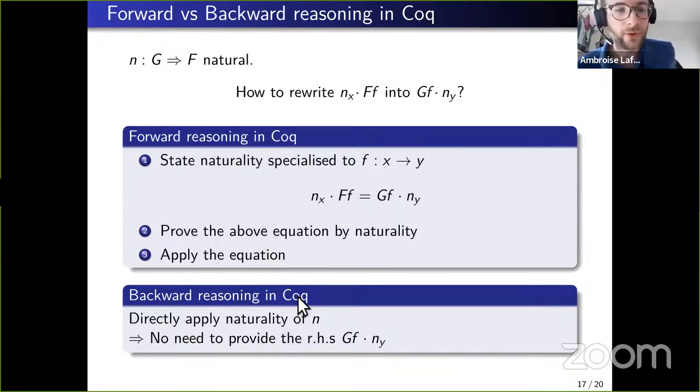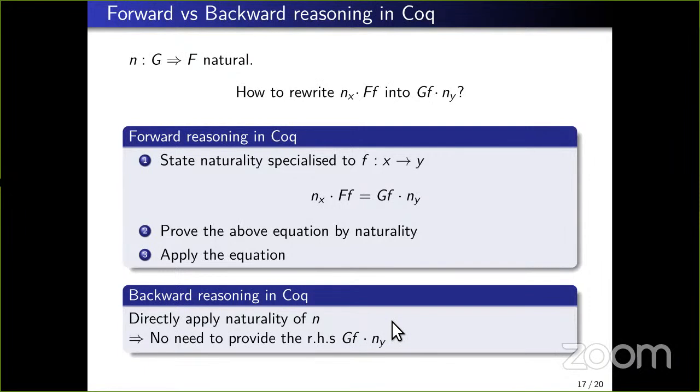You can also do it backward, in the backward mode. What I mean by that is that you directly apply naturality of n. And then you take advantage of the Coq unification algorithm, so that it will figure out what is the f that it needs to instantiate naturality with. The advantage is that you do not need to provide explicitly the right-hand side, because it will figure it out by itself.